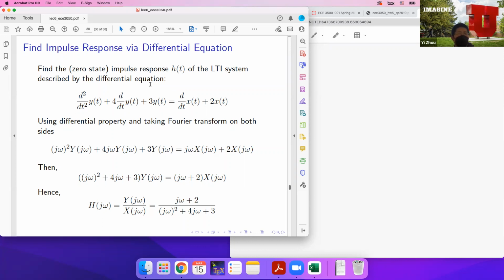On the left-hand side, this is a zeroth order derivative of the output. Now this is the first order derivative, second order derivative of the output. So it's a linear combination of different orders of derivatives of the output signal. And on the right-hand side, you have the same thing for the input signal, but for the input, we only have derivatives up to the first order. So in general, it's a differential equation.